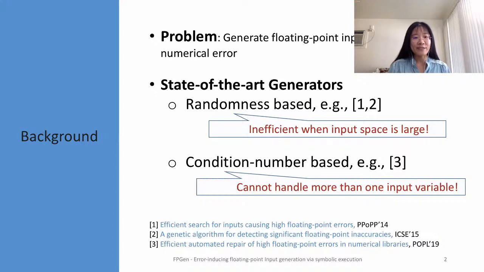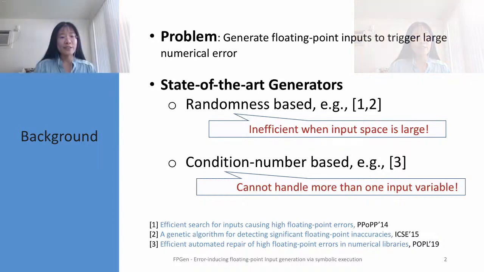In the first category, the techniques are based on randomness. They treat the program as a black box, and they use a set of heuristics to generate error-inducing inputs. So this category of techniques is inefficient, especially when the input space is large.